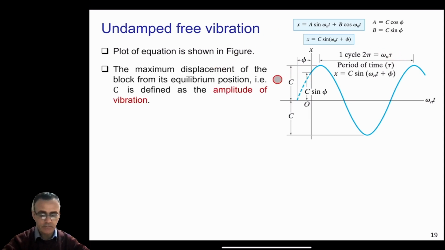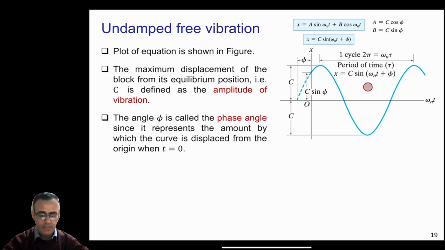Okay, so the maximum displacement of the block from its equilibrium position, that is c, is defined as the amplitude of the vibration. So this c is the amplitude, and the angle phi, which is this angle here, we can also show in the figure here. That is what we call the phase angle, since it represents the amount by which the curve is displaced from the origin when t equals 0. You can see that this phi angle displaces the sine curve from its 0 position to this position here, and therefore we call it a phase angle.